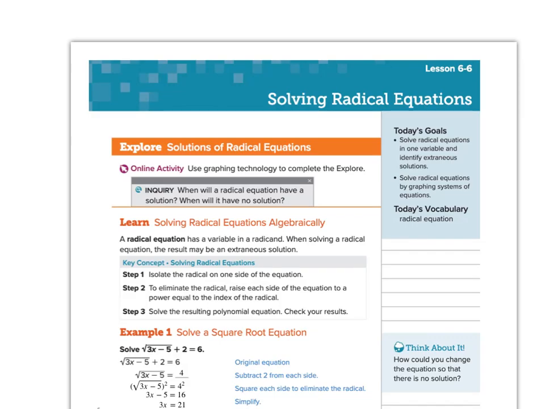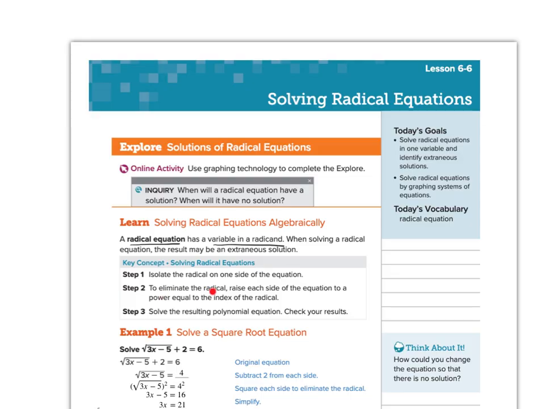So as we continue here, we look into solving radical equations. A radical equation has the variable within the radicand. Example right here, where my variable appears within the square root symbol. So like any other equation, we want to isolate the radical, because we're trying to isolate that term with the variable in it.